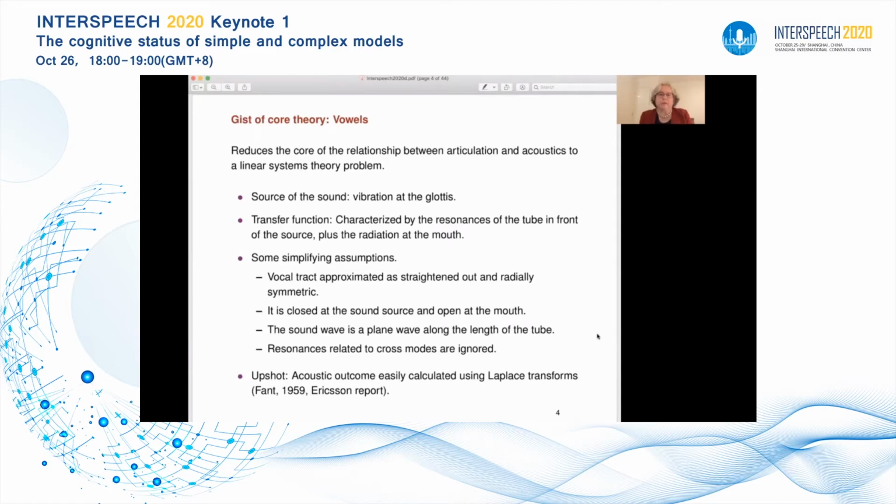First, the vocal tract is approximated as straightened out and radially symmetric. So it's closed at the sound source and it's open at the mouth. And then the sound wave is a plane wave along the length of the tube. And so the resonances related to the cross modes are ignored. And if you make all these simplifying assumptions, the upshot is that the acoustic outcome is easily calculated using Laplace transforms. There's a beautiful development of that in Fant's 1959 Ericsson report.